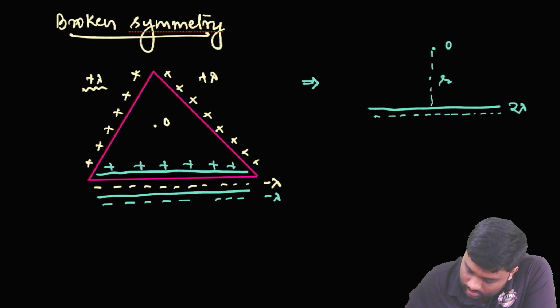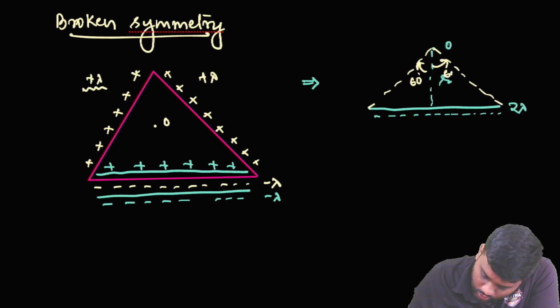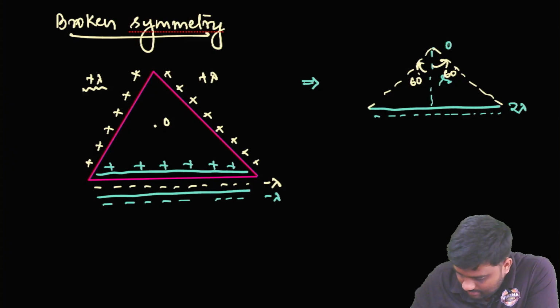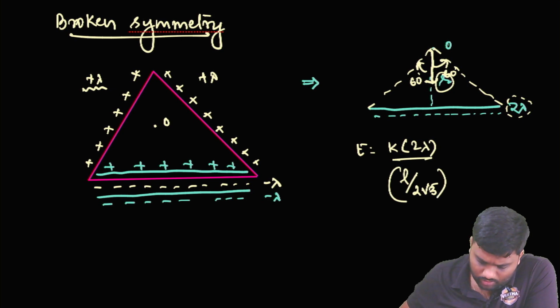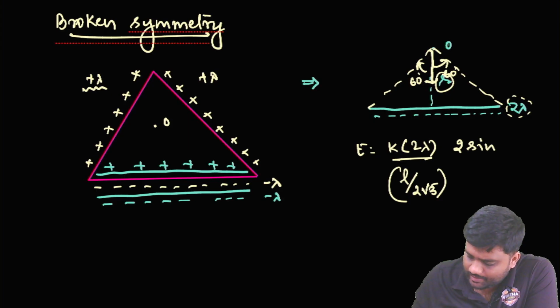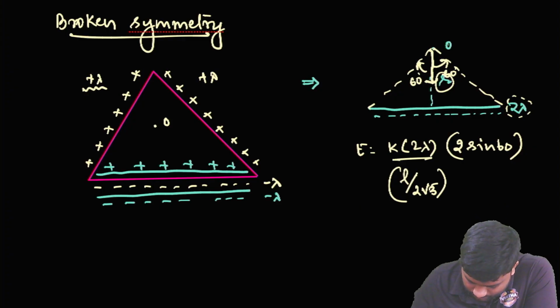So here, sir, from here to this point the angle comes out to be 60 degrees. From here to this point the angle comes out to be 60 degrees. That means the electric field will go in this direction. Here you are having 2 lambda. That means electric field is equal to K 2 lambda, what is this R? R is equal to L by 2 root 3, right? L by 2 root 3, and you will get 2 times sine 60 perpendicularly, right? Electric field is in this direction now.